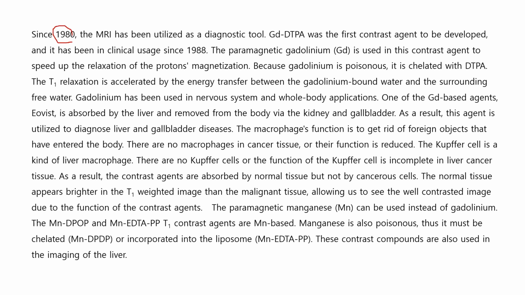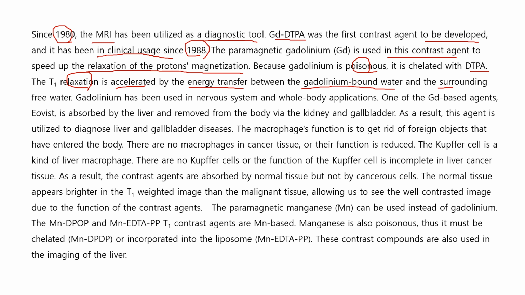Since 1980, the MRI has been utilized as a diagnostic tool. Gd-DTPA was the first contrast agent to be developed, and it has been in clinical use since 1988. The paramagnetic gadolinium is used in this contrast agent to speed up the relaxation of protons. Because gadolinium is poisonous, it is chelated with DTPA. The T1 relaxation is accelerated by the energy transfer between the gadolinium-bound water and the surrounding free water. We already discussed that previously.